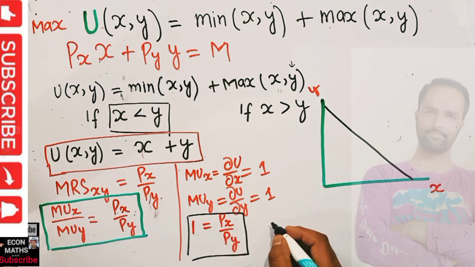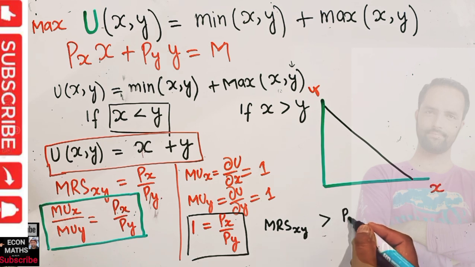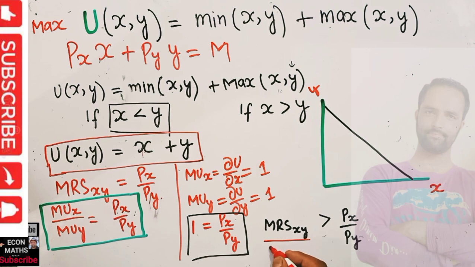of substitution is 1. If our MRS between x and y is greater than price of x upon price of y, that means, since marginal rate of substitution is simply the slope of indifference curve, and this denotes the slope of budget line, if MRS is greater than price of x upon price of y, the slope of indifference curve is steeper than the slope of budget line.